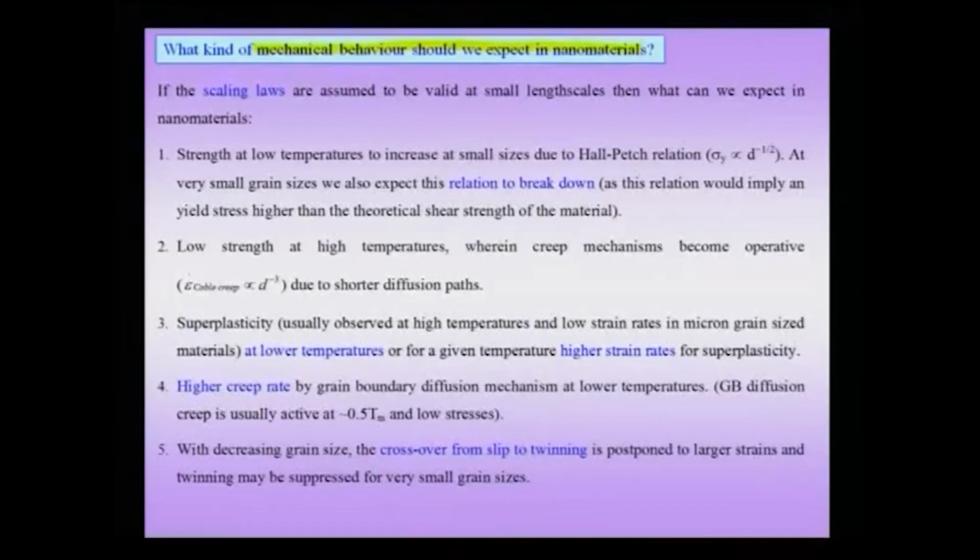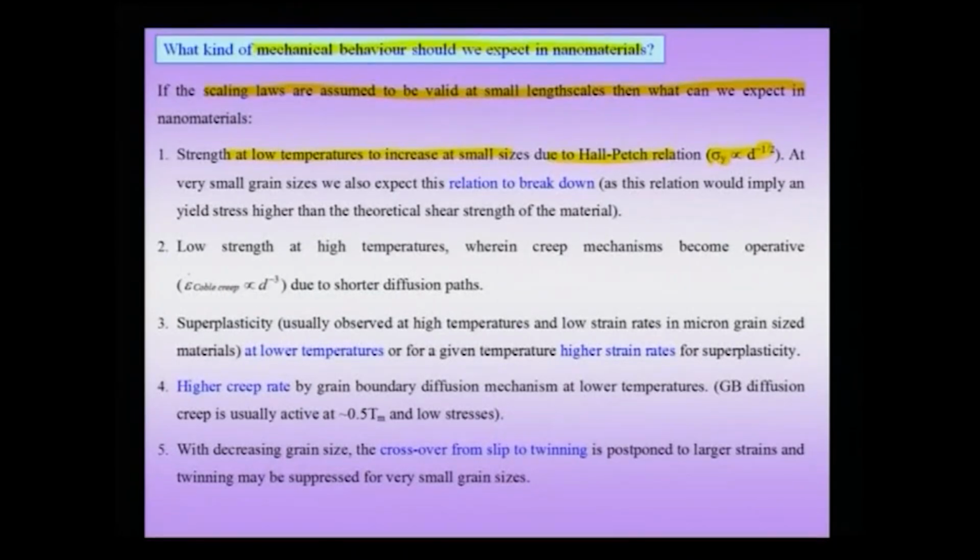If we assume that the scaling laws are valid at the small length scales of nanomaterials, then I would expect the strength at low temperatures to increase as the grain size decreases. That means, we know from the Hall-Petch relation, which we will come to in a little more detail soon, that the yield stress is proportional to 1 by d power half, and that means at very small grain sizes you would actually expect the strength to become very high.